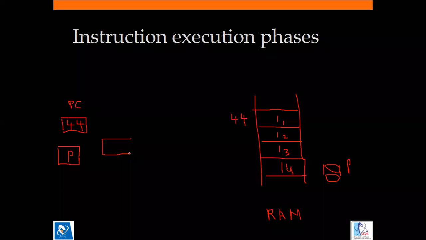Once the instruction is fetched from the main memory to the processor, that instruction would be stored in one particular register, which is known as the instruction register, IR. Now, the size of this instruction register is how many bits? Can you recall? It is 32 bits.